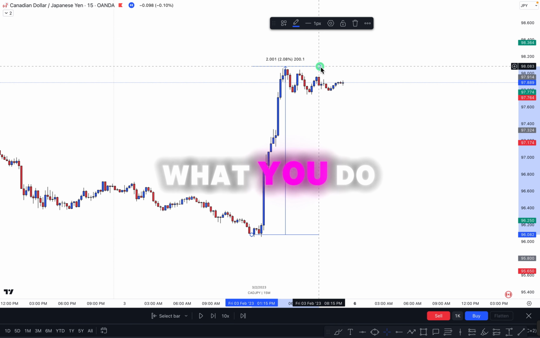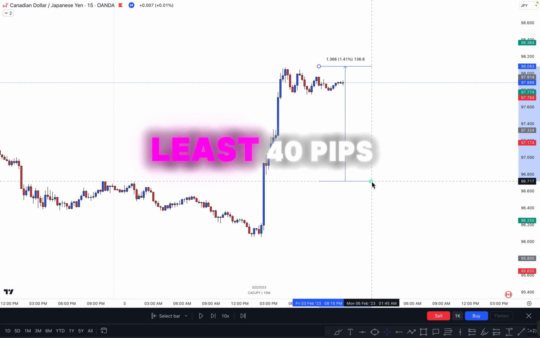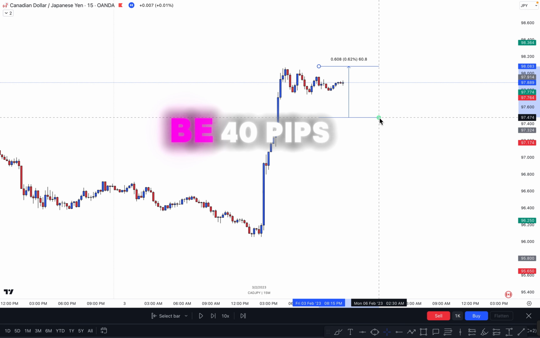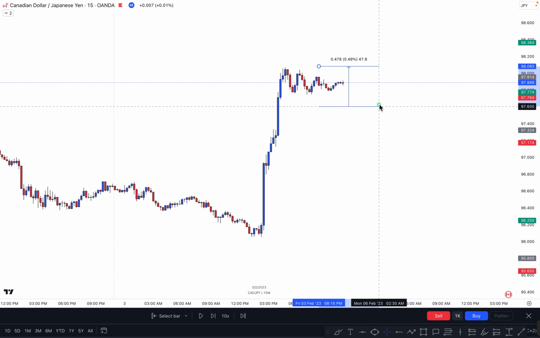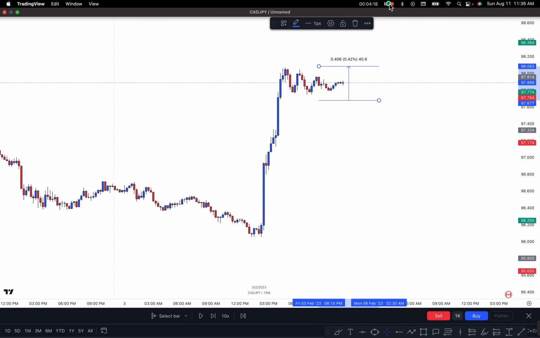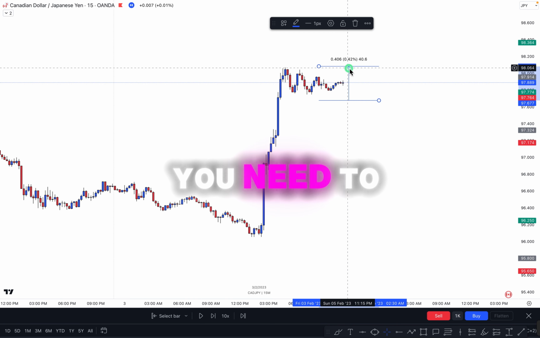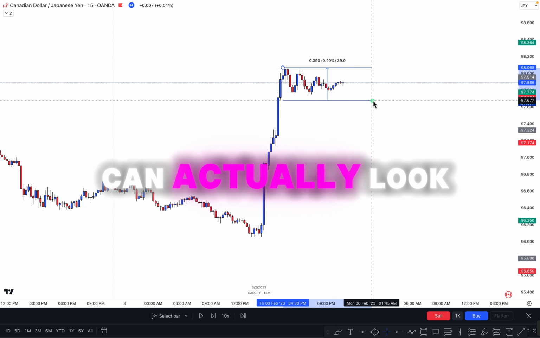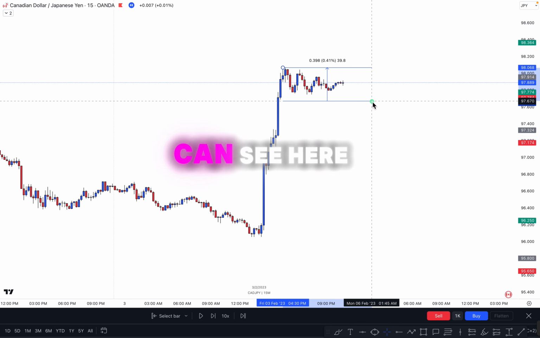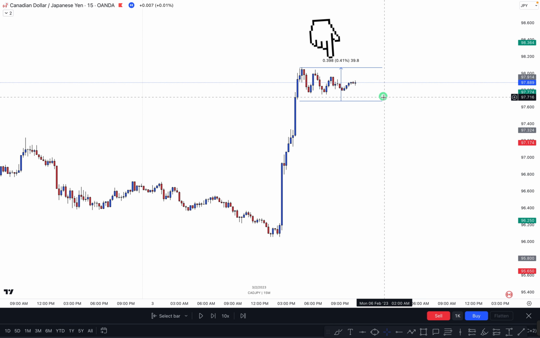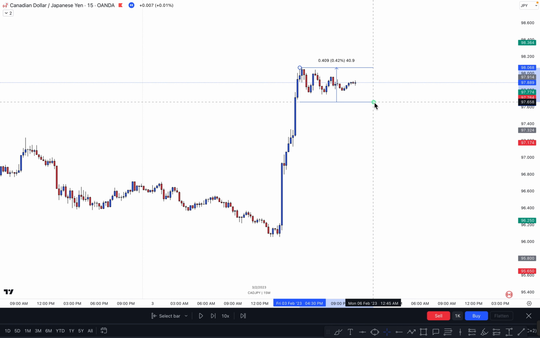After seeing this, you wait for at least 40 pips. It needs to be 40 pips, so you need to wait for the 40 pips retracement before you can look for trades. So from here, you can see here, there, it's 40 pips. Let's just put it here. It's like a little pips down. We can even put it well.